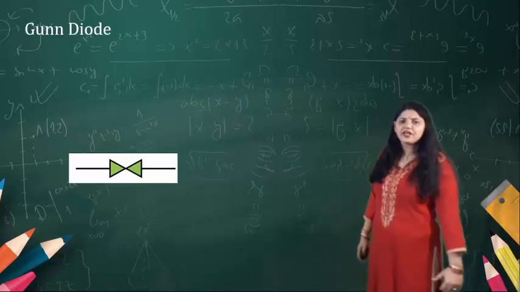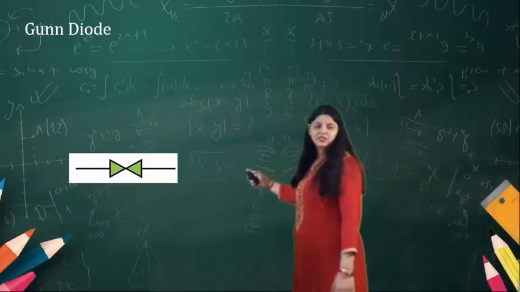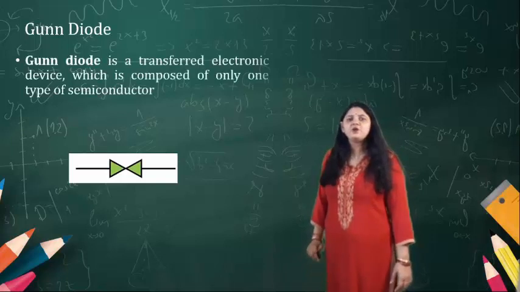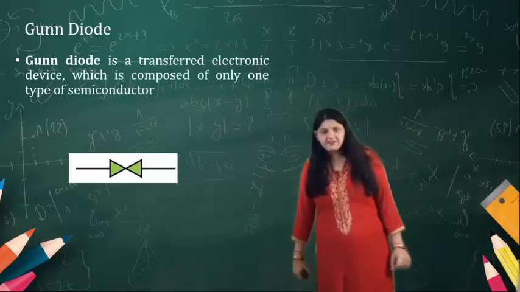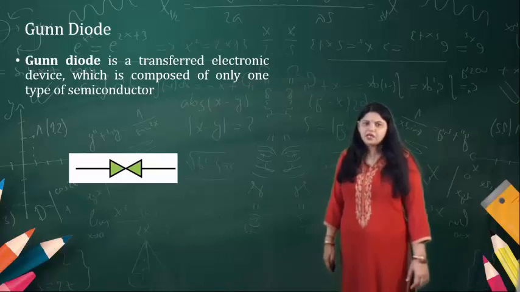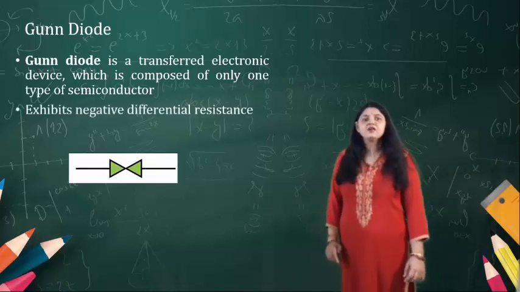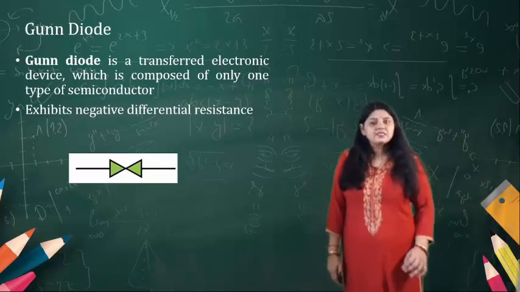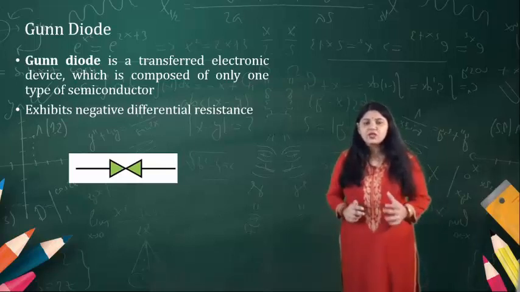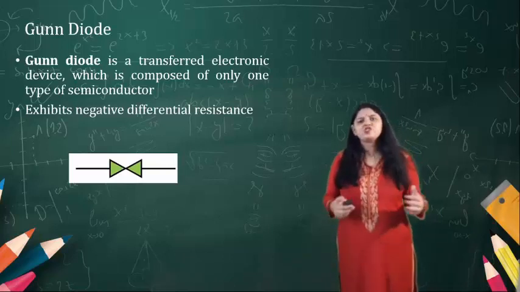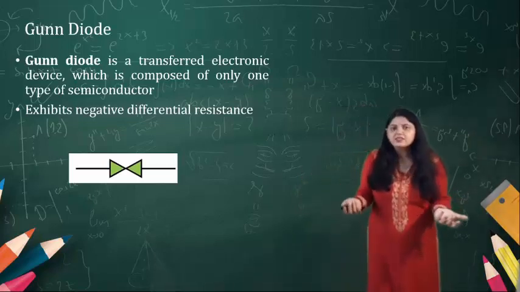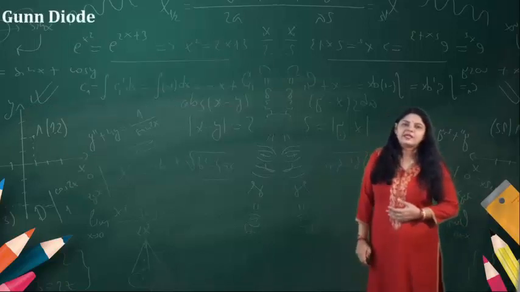Now the next category of diode is the Gunn Diode. This is the symbol of the Gunn Diode. The Gunn Diode is a transferred electron device which is composed of only one type of semiconductor. It exhibits negative differential resistance. This property is used in the Gunn Diode, which works on the Gunn effect. Mainly in the Gunn oscillator, the Gunn Diode can be used for producing microwaves.